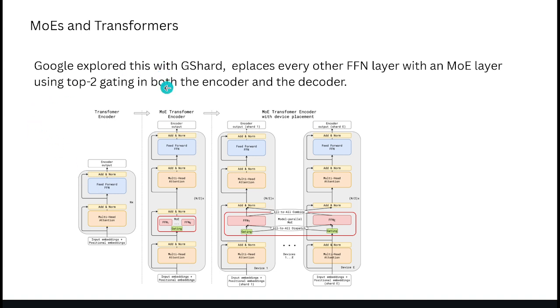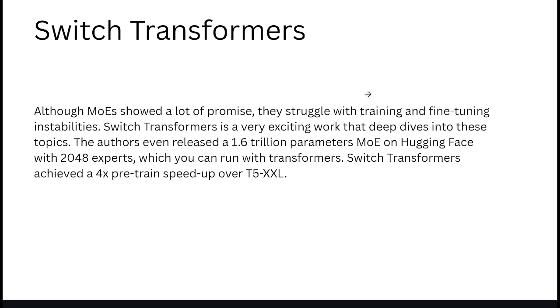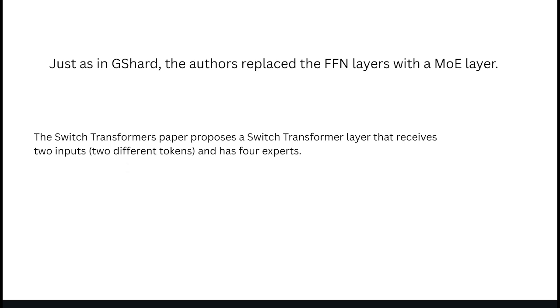Also, Google explored with G-Shard, replacing every other FFN with an MoE layer using top 2 gating, like we said, the top K gating. They do it in both the encoder and decoder. Mistral is also like G-Shard, except they replace every FFN, not every other FFN. The Switch Transformer got huge success with 2048 experts. And Mistral is just like G-Shard, but they replace every FFN in all layers.